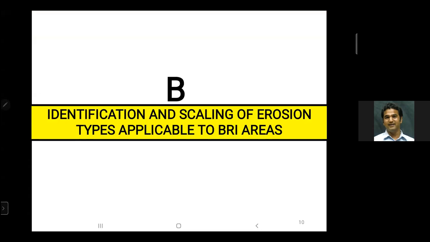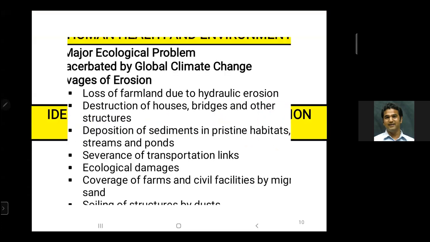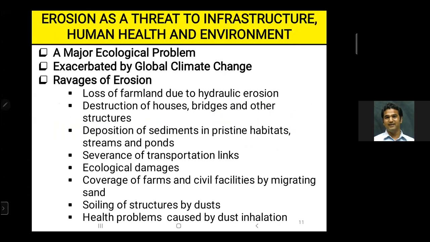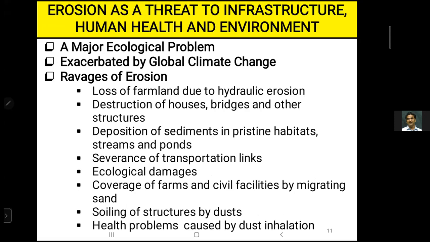So the second part of this lecture deals with identification and scaling of erosion types applicable to BRI areas. How is erosion a threat to infrastructure? Loss of farmland due to hydraulic erosion along the routes, destruction of houses, bridges, and other structures, deposition of sediments in pristine habitats. A number of people have raised that as a demerit of BRI, but there are geotechnical measures to use to stabilize those.